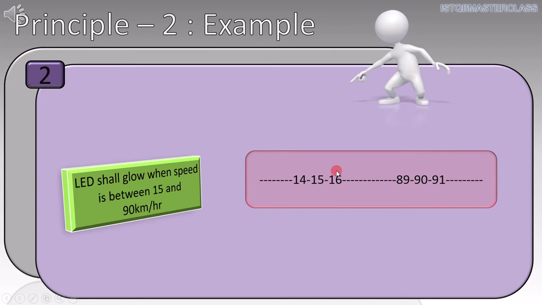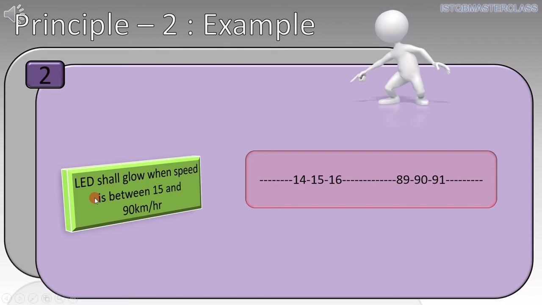One way of testing this requirement is to do a boundary value analysis. For this test, we have taken 6 values. On one end, we have 14, 15, and 16. And on the other end, we have 89, 90, and 91. So when we do the testing, the LED should not glow at 14 or 15, and on the other end, it should not glow for 90 or 91. It should only work for 16 and 89. So only by using 6 values, we can test if the software meets the customer's requirement.